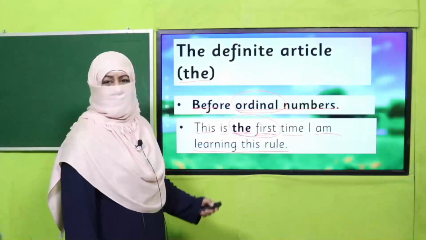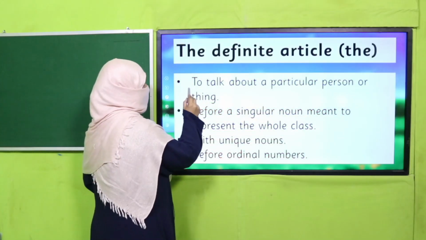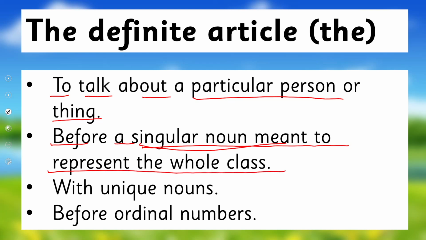All right, so in this way we have learned these rules of using the definite article "the": to talk about a particular person or thing, before a singular noun meant to represent the whole class, with unique nouns, and before ordinal numbers. These 4 rules we learned. There are more, we'll learn gradually.